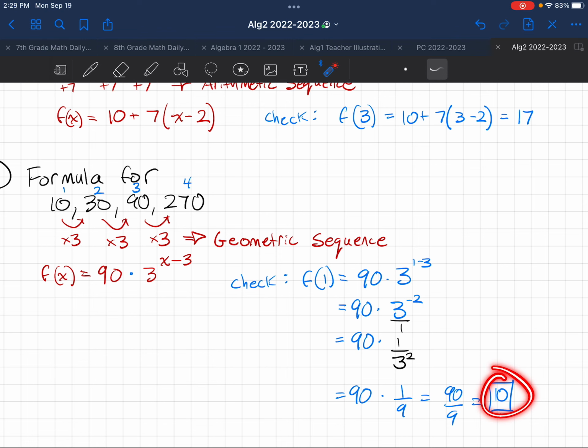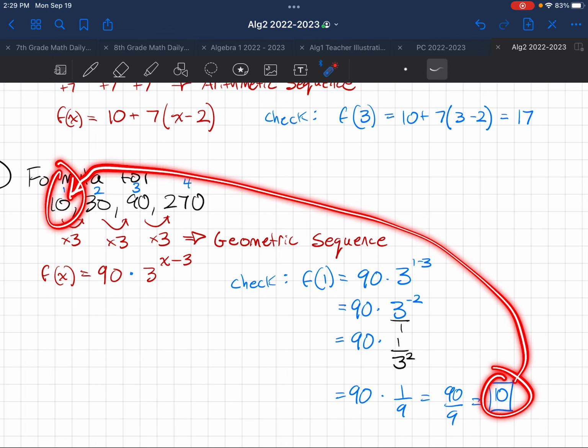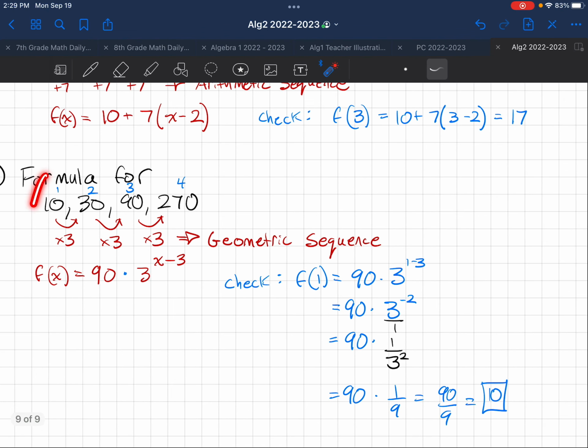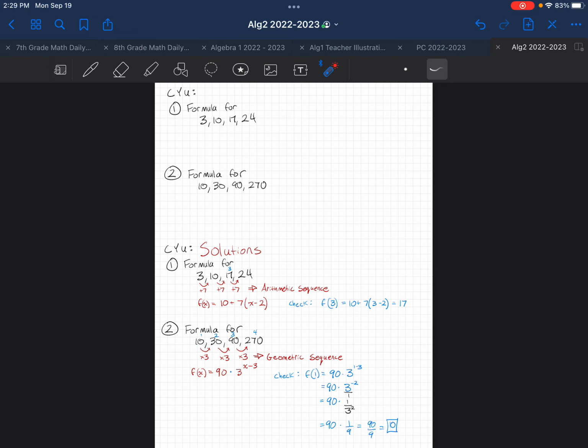So 10 does match up as the first number in our sequence. The first number is 10. There it is. Cool. So we did our sanity check, and we are done with the checking your understanding problems.